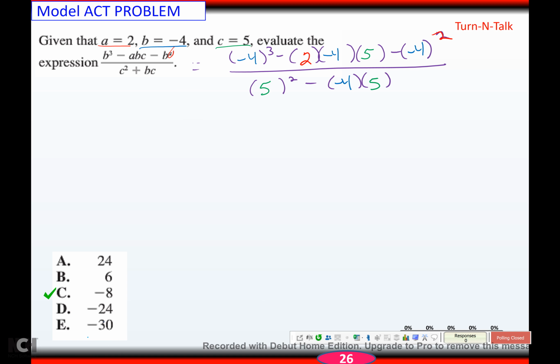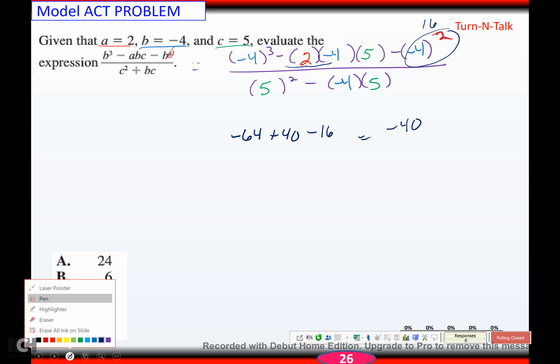Okay, so I have -4 cubed, which is going to be -64. You have a -2 times a -4, which is going to be a +8 times 5 is a +40. This -4 squared is +16, so that's going to be -16. Okay. So on top, that's going to give me a -40.